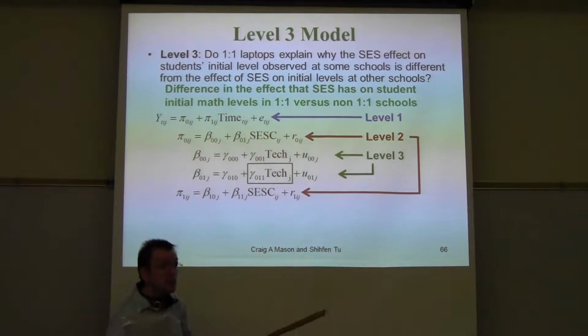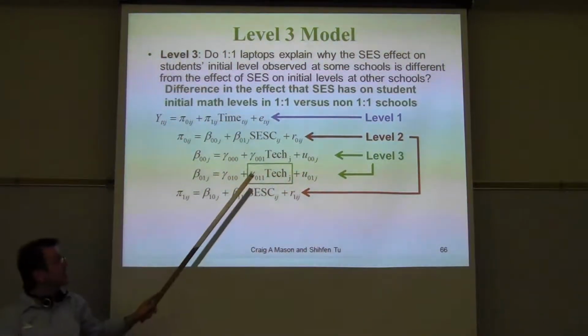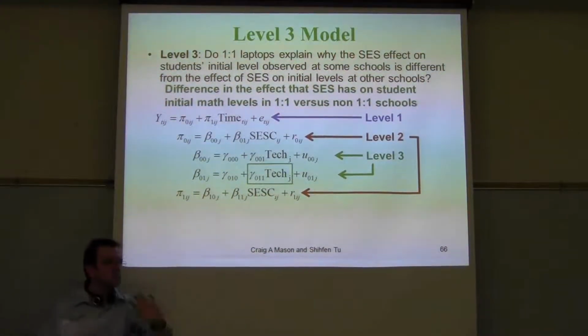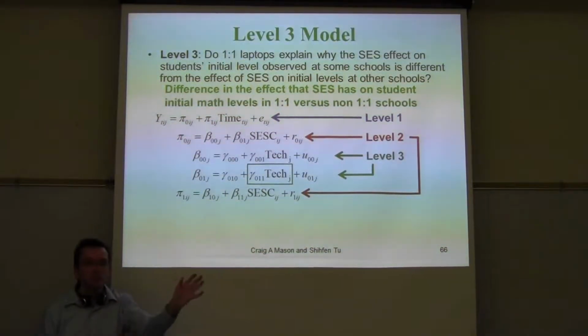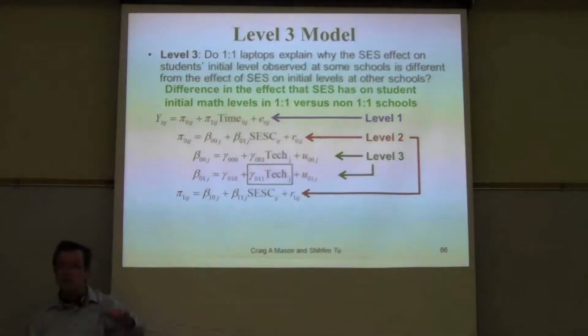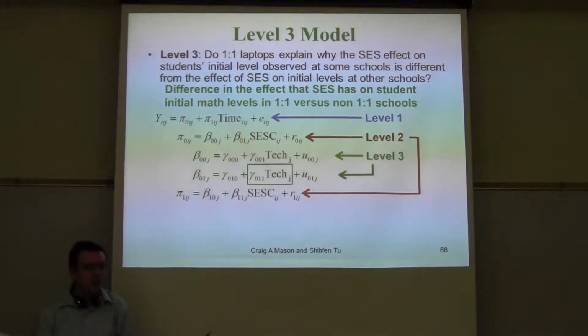Or it's the difference between laptop and non-laptop schools in the SES effect. If gamma 0, 1, 1 is not significant, it tells you no problem. There's no difference in the SES effect between the laptop and non-laptop schools. Maybe SES does influence where the kids come in. No Nobel Prize in that one.